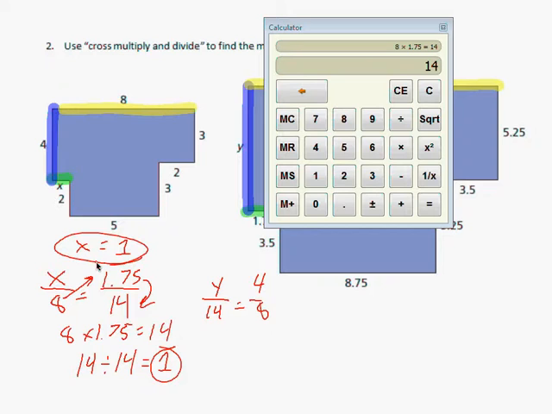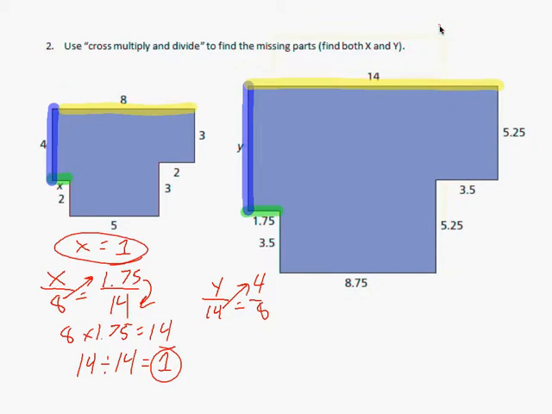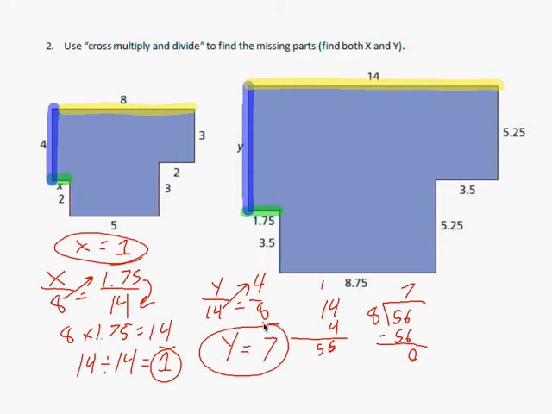Next up, 14 times 4. I can do this one without a calculator. 14 times 4. 4 times 4 is 16, carry the 1. 4 times 1 is 4, plus 1 is 5. 56. Now I have 56 divided by 8 is 7, with no remainder, which means y equals 7. So x equals 1 and y equals 7.